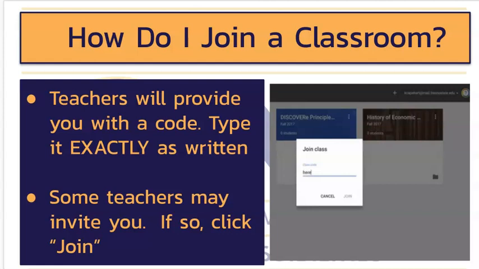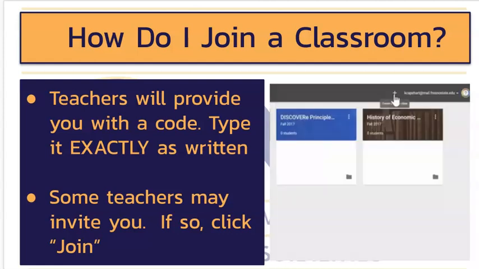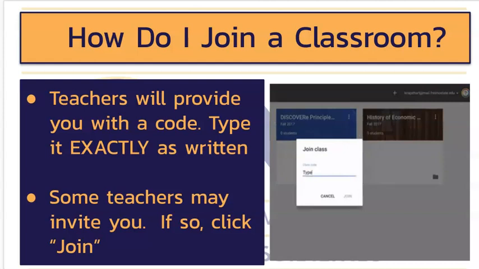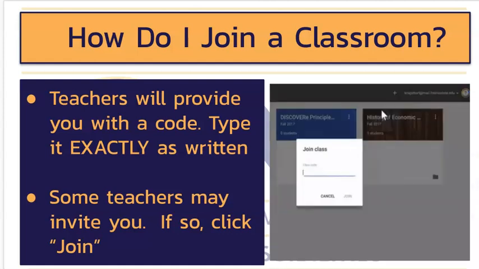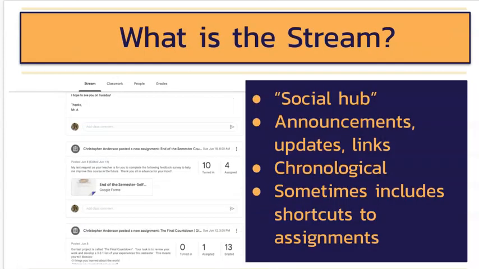In order to join a Google Classroom, your teachers are going to provide you in most cases with a code. You must type it exactly as it's written. So when you go to Google Classroom, you click Join Class, the little plus button, and you'll type in the exact code that they give you. Some teachers may also invite you, in which case when you go to Google Classroom, you'll see a picture of their course along with a blue Join button, and you'll just click Join to join.